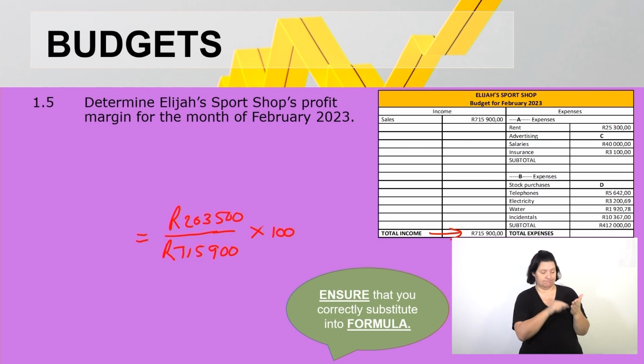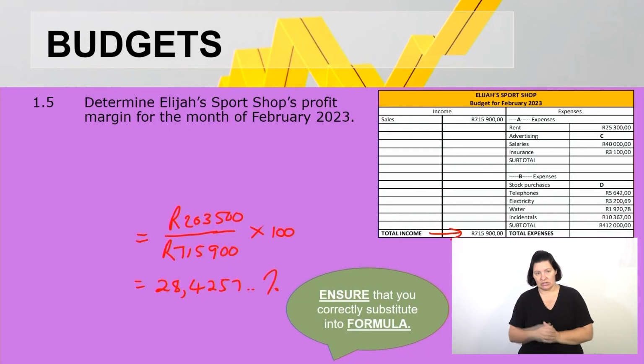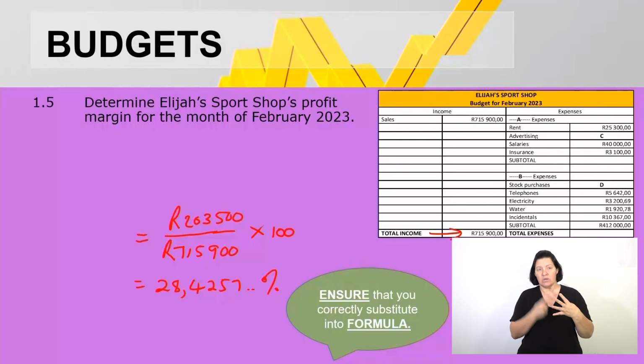So I'm going to type that in now. To get my profit margin, 203,500 Rand divided by my income of 715,900, and therefore I still have to multiply by 100 as indicated by my formula. That will give me a percentage of 28.425779%. So that's how we calculate your profit margin. Step 1, write the formula. Step 2, substitute into the formula. Step 3, you simplify. And then at the end, you write your final answer with the correct unit. Guys, I hope that is clear.